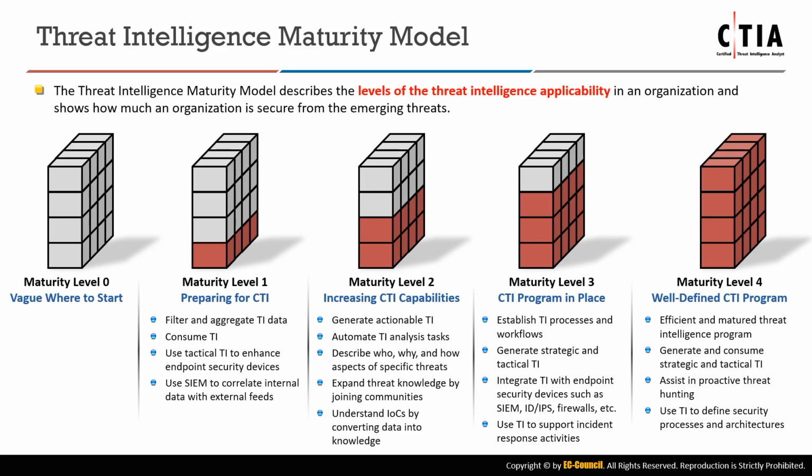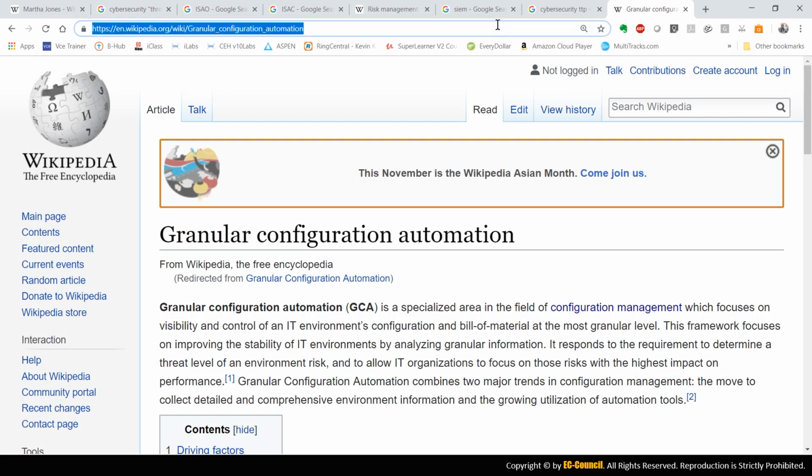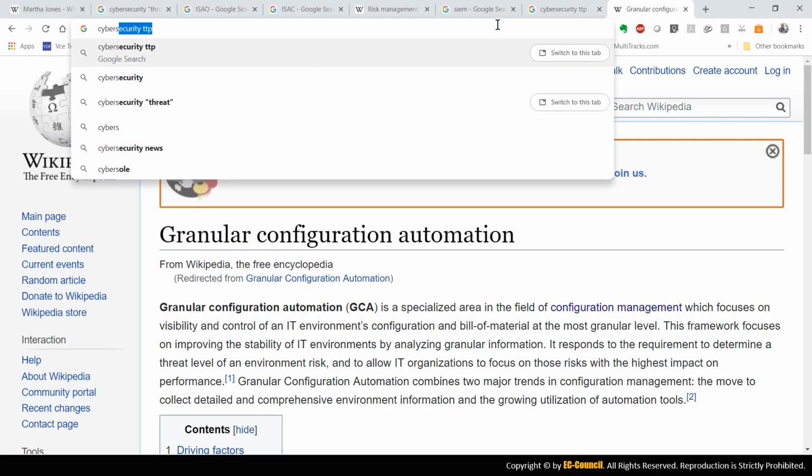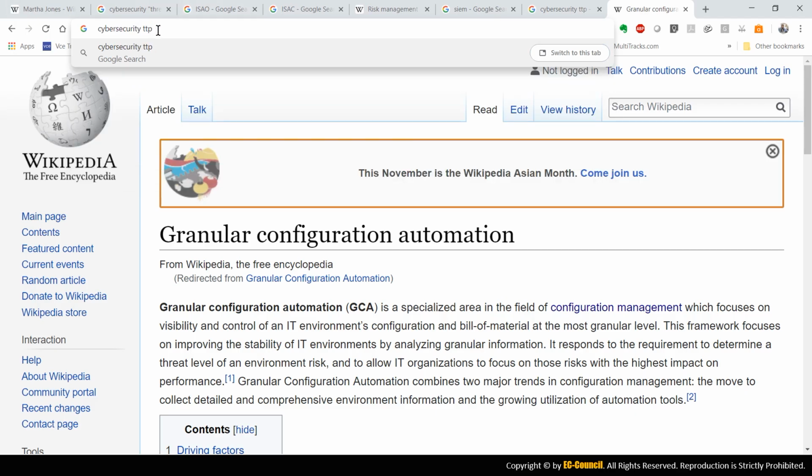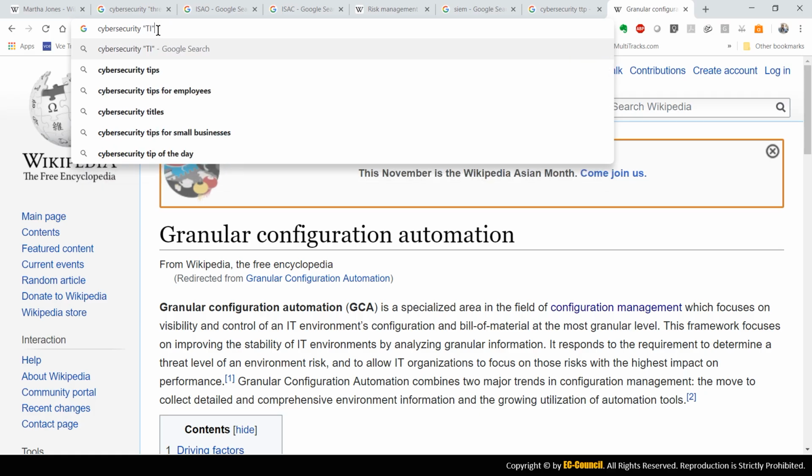But in maturity level 2, we increase our CTI capabilities, generating actionable threat intelligence, automating it. That's another big deal, right? In maturity level 2, we are actually into automation. We're also doing the W's, describing who, what, why, and how aspects for specific threats. We're expanding the threat knowledge by joining communities. So we actually have people in our organization who are members of communities to keep an eye on the latest types of threats, understanding IOCs, and converting data into knowledge.